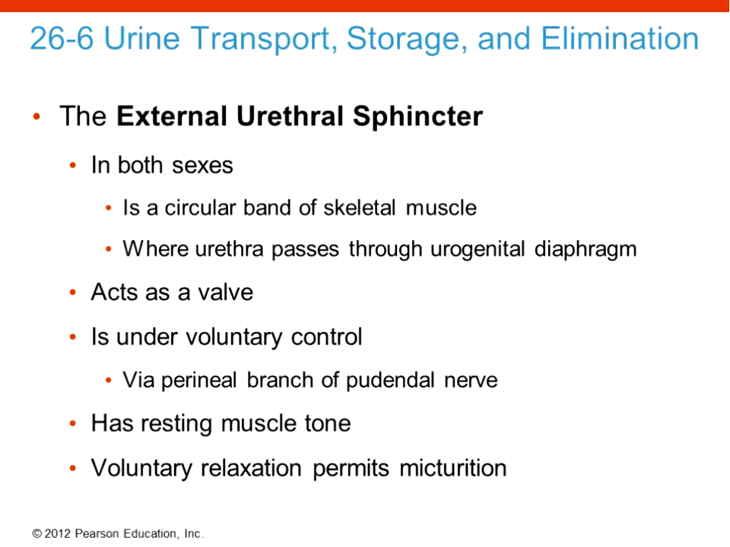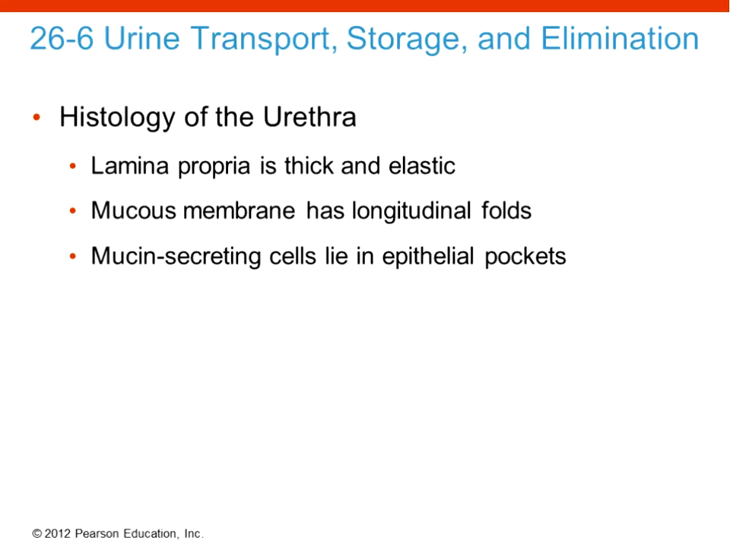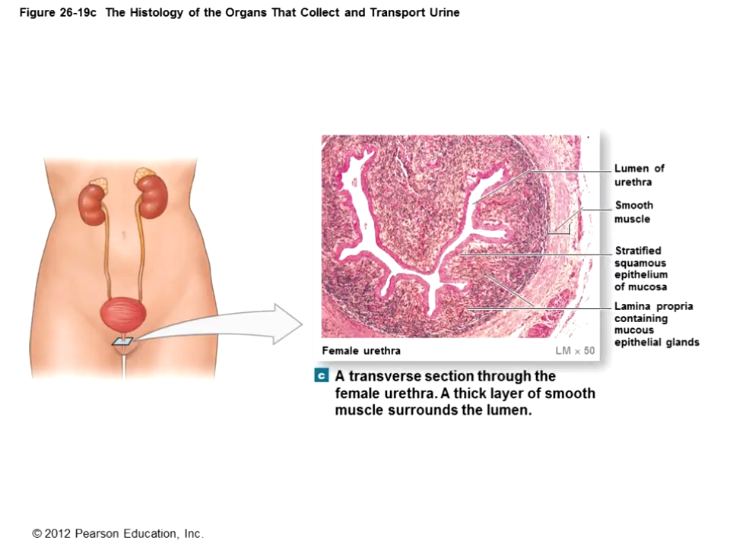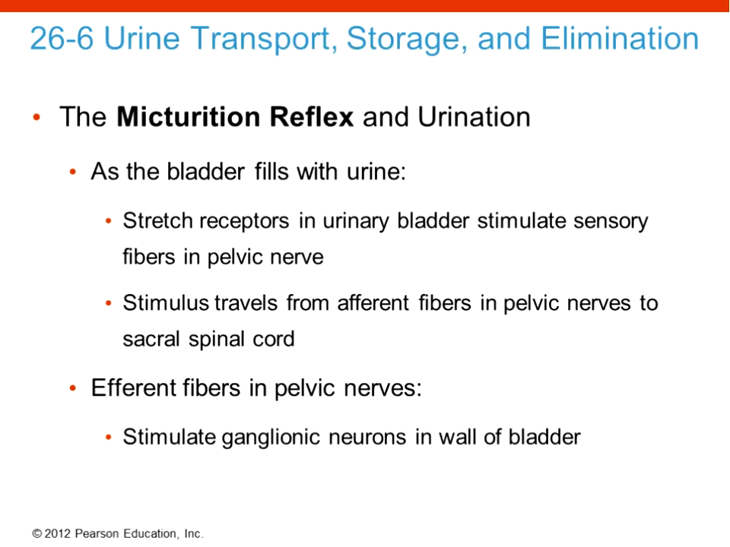And then again, the external urethral sphincter is essentially a valve that's under voluntary control, right? And so you have resting muscle tone, and then if you relax, that's going to produce or allow micturition, which is the excretion of the urine, and allow for that to occur. All right, so I think I've been over these structures, so we're good on that. Here's the transverse section of the female urethra, as you can see.